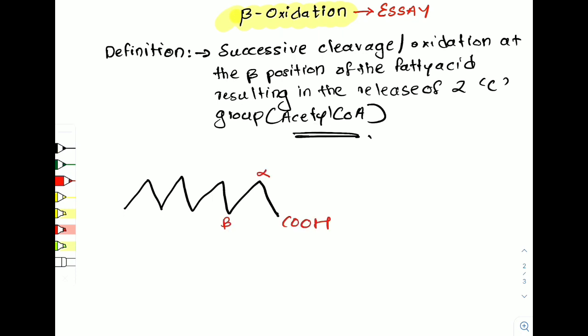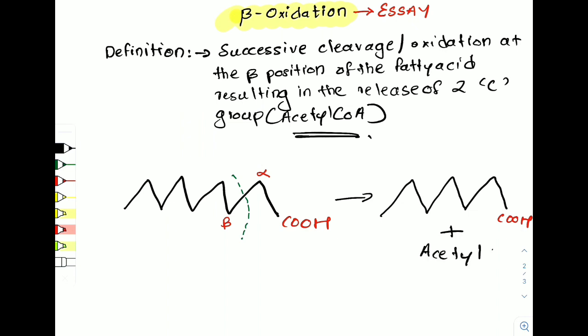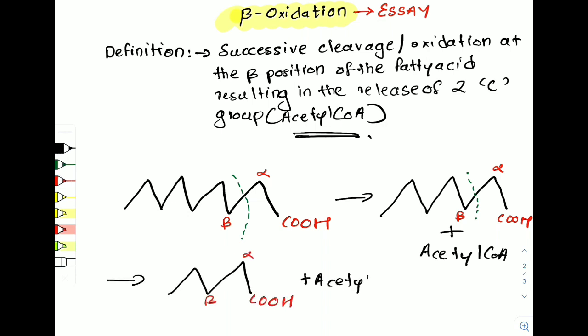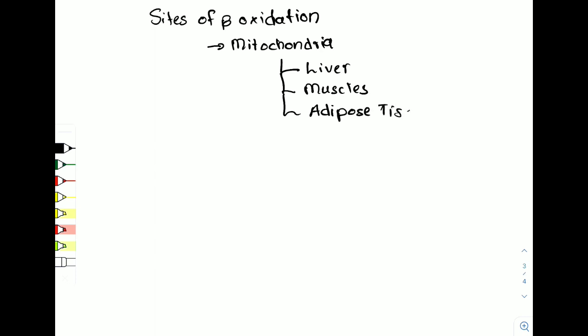So looking at the diagram drawn below, you can see that the cleavage takes place at the beta position of the fatty acid, which ultimately results in the production of a 2-carbon group known as acetyl-CoA and the remaining part of the fatty acid group, which is often 2-carbon less. And this process is successively repeated and more acetyl-CoA is produced. Now where does beta oxidation take place? Beta oxidation takes place in the mitochondria, especially the mitochondria of liver, muscles, as well as adipose tissue.